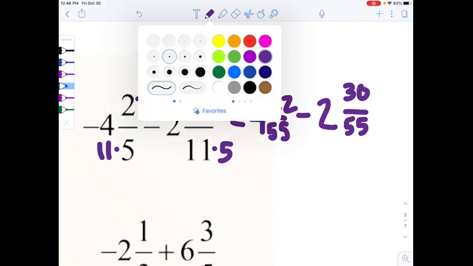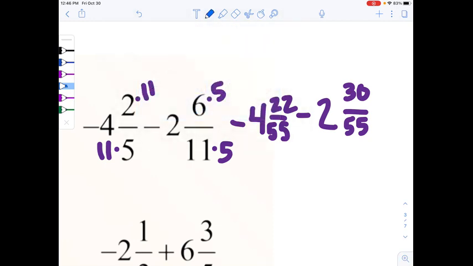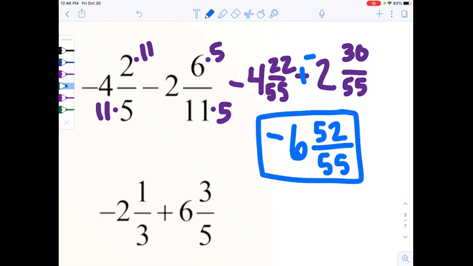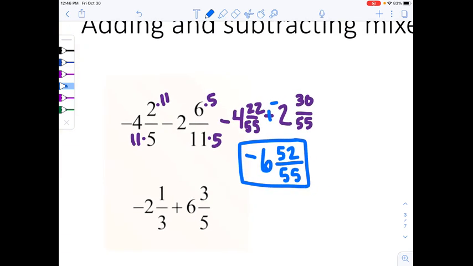And now I can change this minus to a plus negative. And now what I can do is I can add together these numbers. So -4 plus -2 would be -6. And then 22/55 plus 30/55 would be 52. I'm sorry, 55ths, not 50ths. So it would be -6 and 52 over 55. 52/55. Yeah.